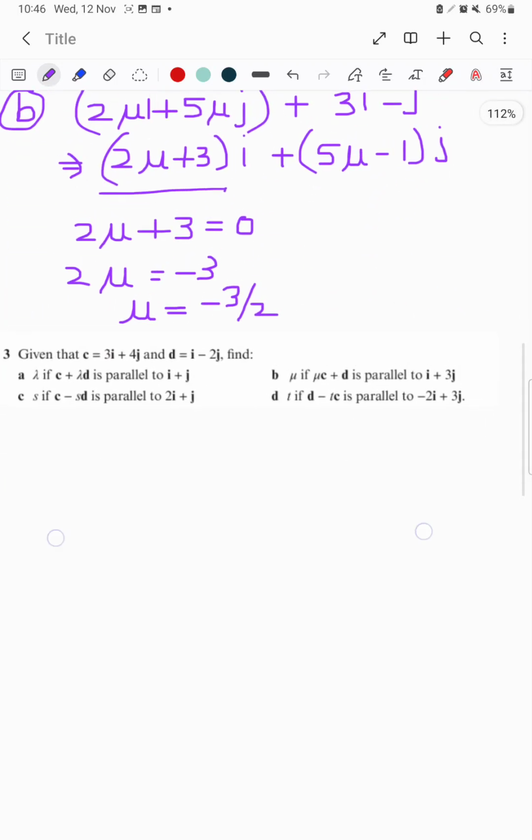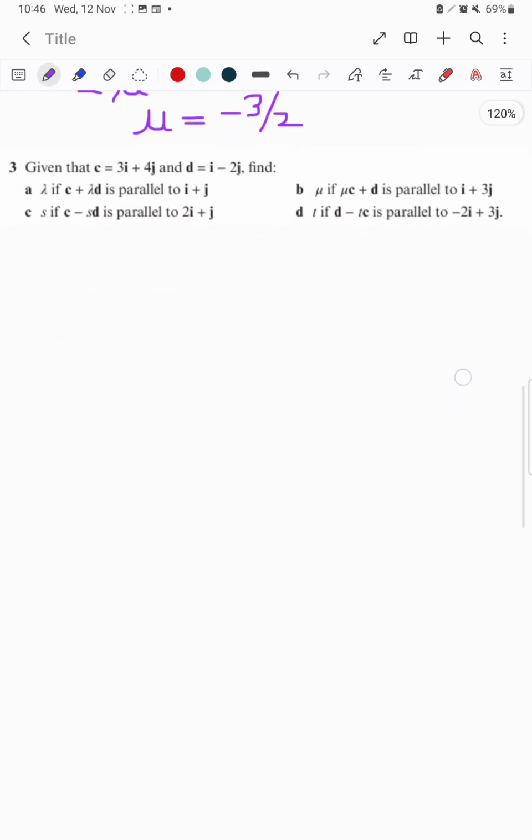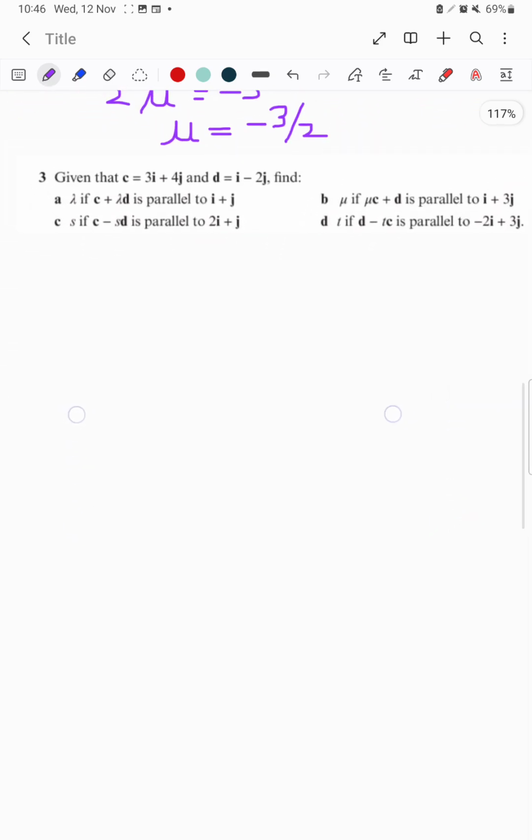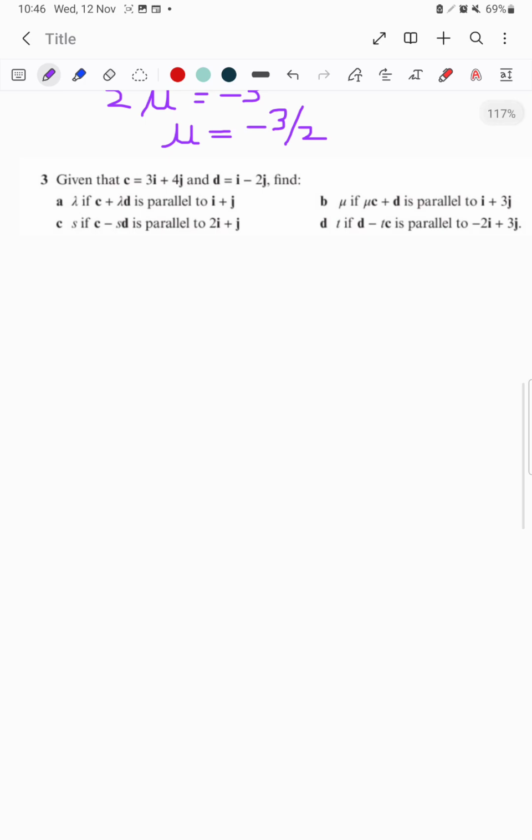The next question. Given that c is equal to 3i plus 4j and d is equal to i minus 2j, find lambda when c plus lambda d is parallel to i plus j. Okay, so it is parallel to i plus j, and if you see the components, whatever is written before j and whatever is written before i, that is 1, so they are equal. So we will use this technique in order to solve these questions.